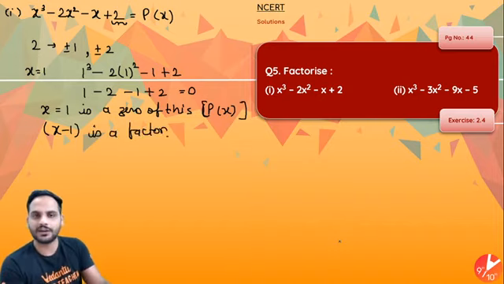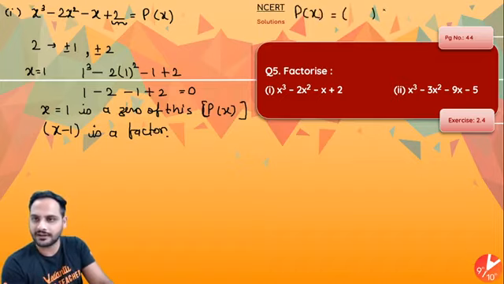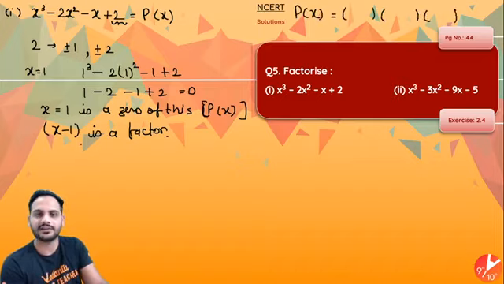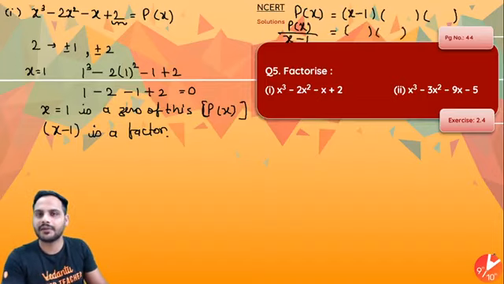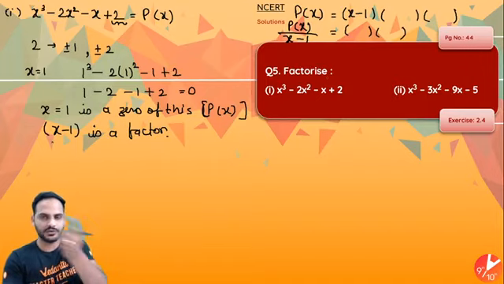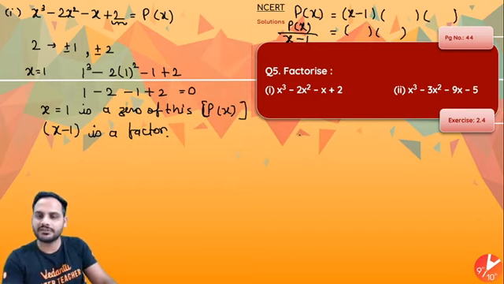So look, son, this p(x) is a cubic equation, so it will have 3 zeros, 3 factors. One of these factors is x minus 1. I need to get the remaining 2 factors. So I have an idea that if I divide p(x) by x minus 1, I'll get my remaining 2 factors, right? If I divide this polynomial by the one factor which I know, I will get my remaining 2 factors. So let us use the long division method. x cube minus 2x square minus x plus 2, I will divide it by x minus 1.